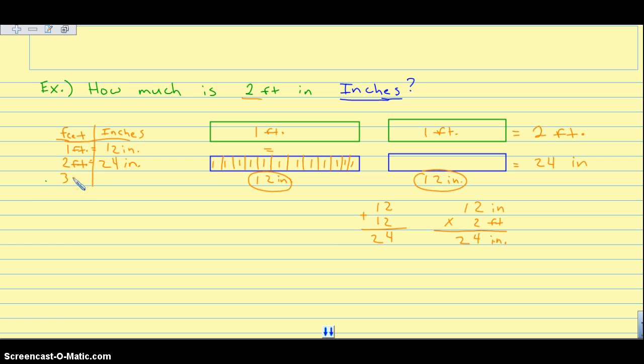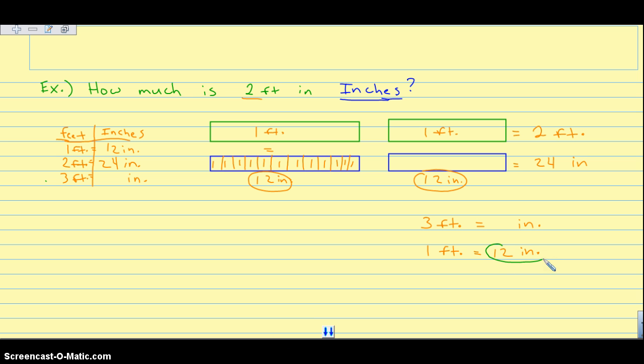Let's say this time I have 3 feet, and I'm asking you how many inches would that be? Well, we can do the same thing. We can write it in a sentence first to help us organize our information. I have 3 feet, and that's going to equal, I don't know how many inches. That's going to be a mystery. So what do we know? I know Buddy says again 1 foot equals 12 inches.